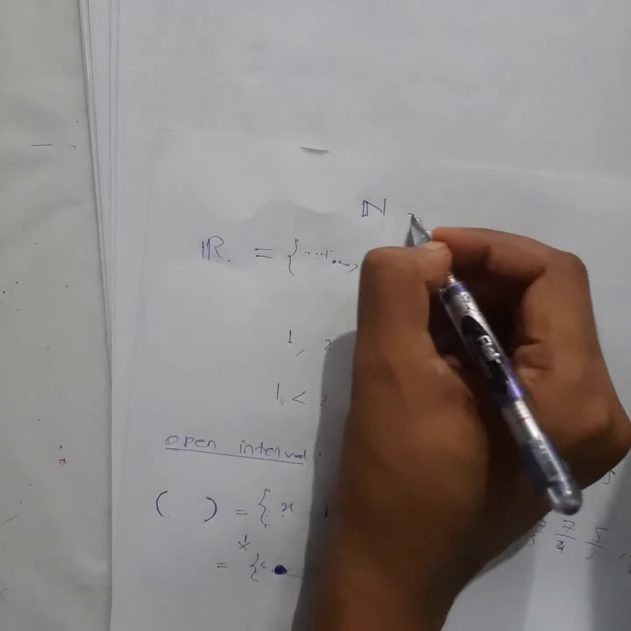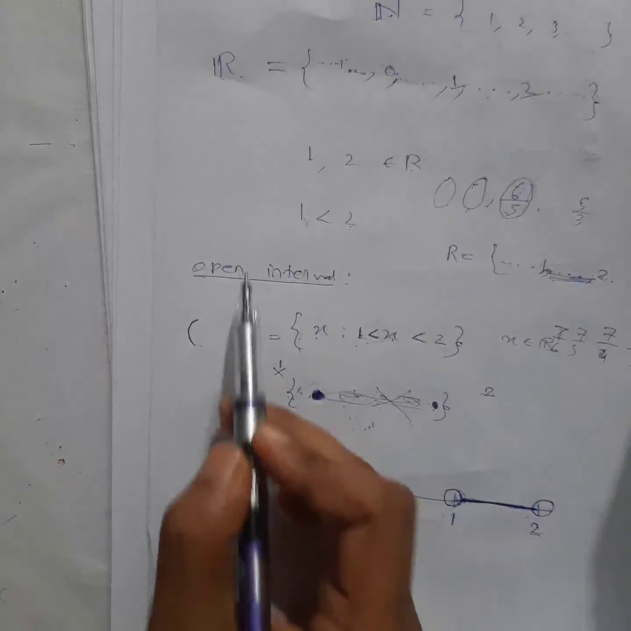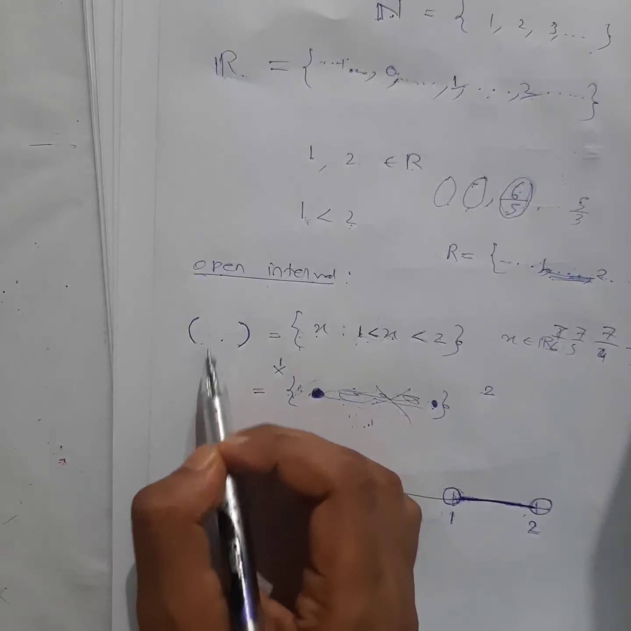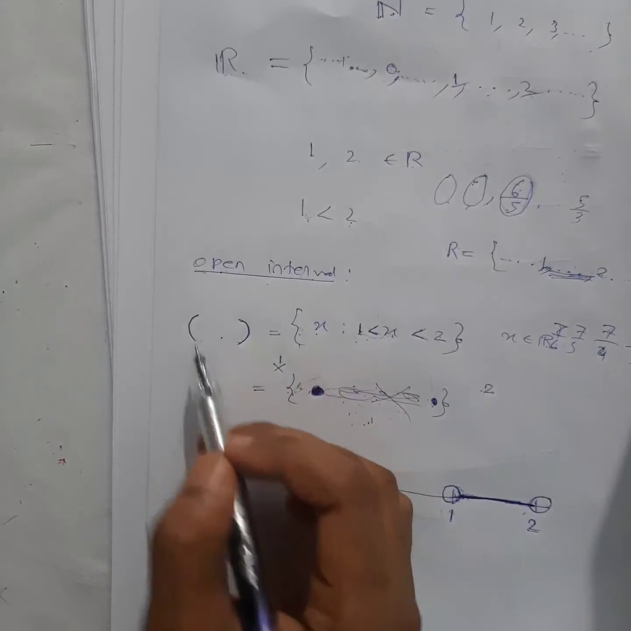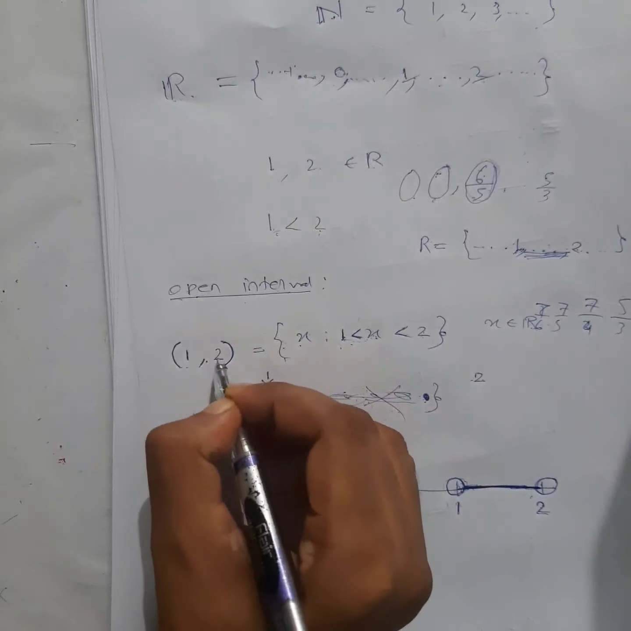Capital N we used to denote, right? And elements we used to write like this, 1 2 3 4, right? So this is the notation. Same for an open interval, we have a notation. We don't show an open interval with a letter or something like that. We write directly like this, 1 comma 2.